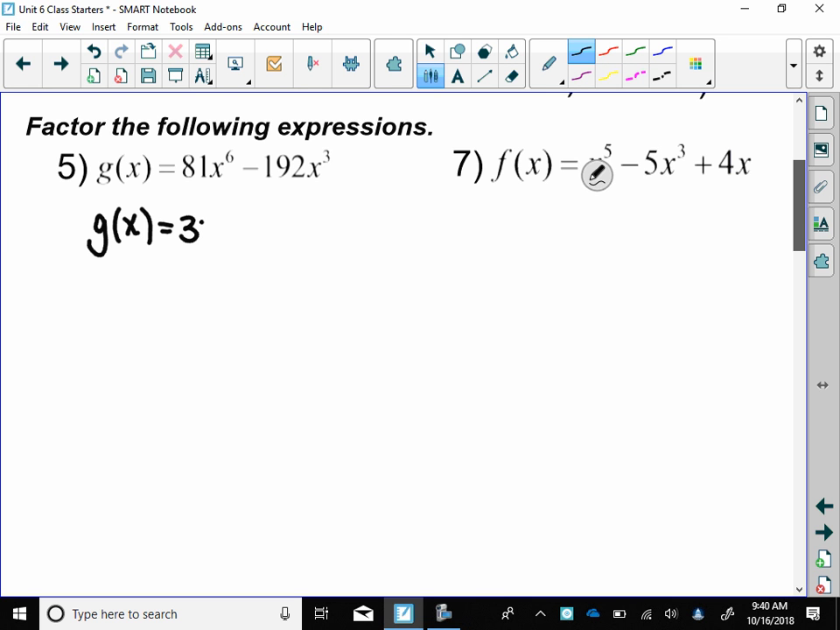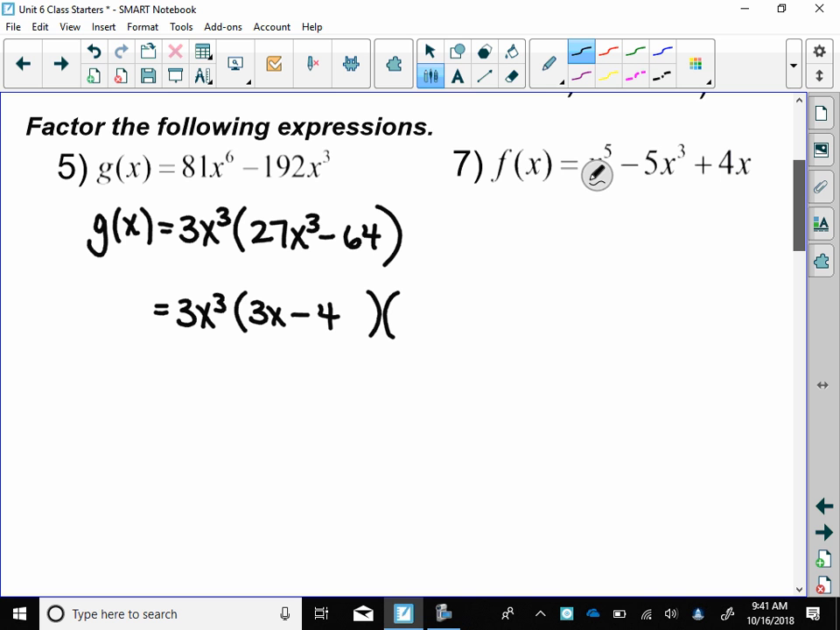3x cubed. And what are you left with after you take out that GCF? 64. Perfect. Very good. And that is the difference of 2 perfect cubes. So that means that what's left over is also going to be factorable. So we start by taking the cubic root of each term, which is going to leave me with what? 3x. And then we're going to find the trinomial. How do we do that?